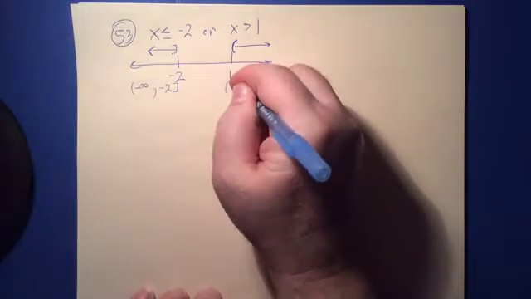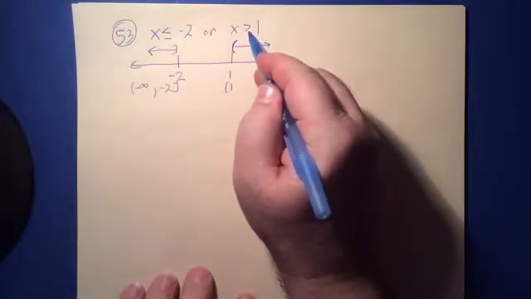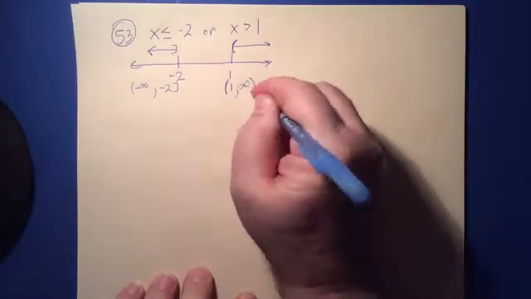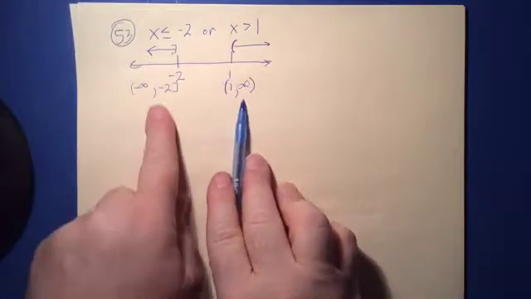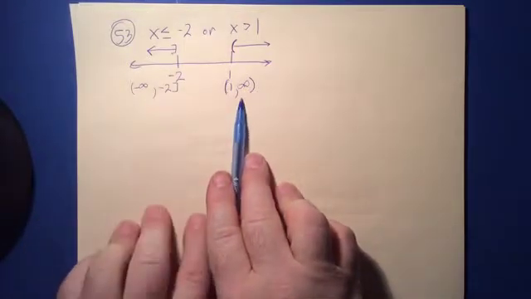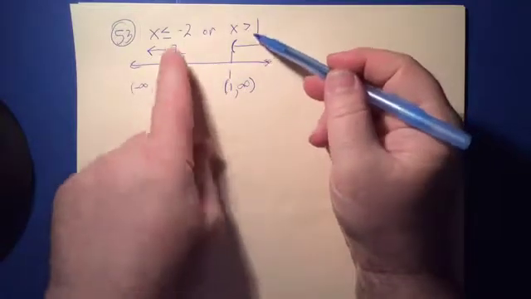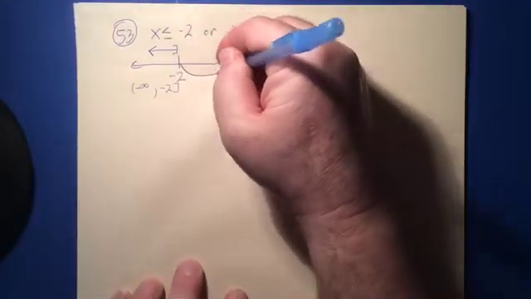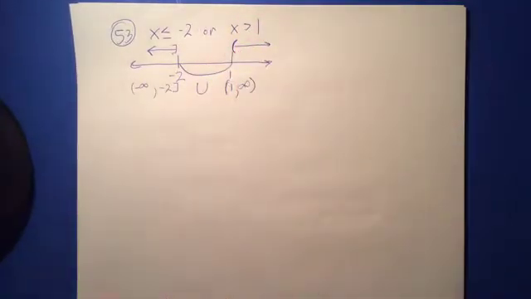The next part, we go from 1, using a parenthesis because of the greater than only symbol. This is going to go all the way to positive infinity, and we put that here. Finally, these two are joined together as being part of the problem. Because these are both part of the solution, we write them as, I like to call this, the union of these two. So between these two, we're going to put a U for union.